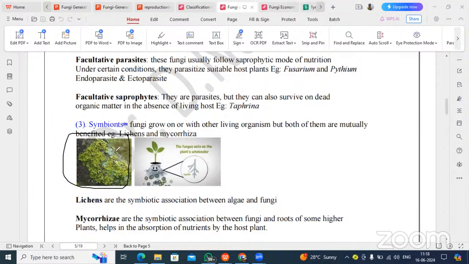Sir, the lichen's example is pattar pool, right? Yes, pattar ka pool, which we use in biryani for taste. It is grown on rocks, that's why it is called pattar ka pool. Tribals will collect it and sell it in the markets.